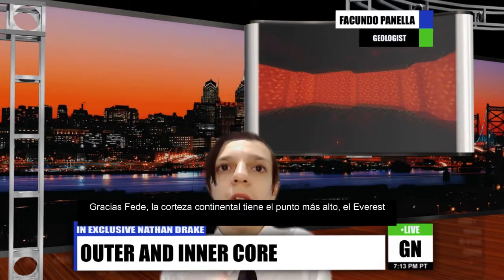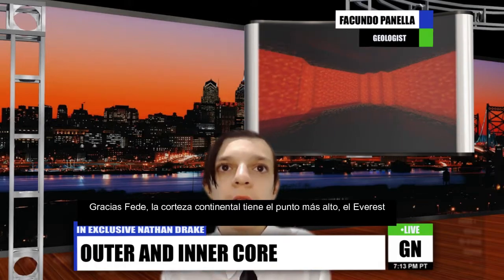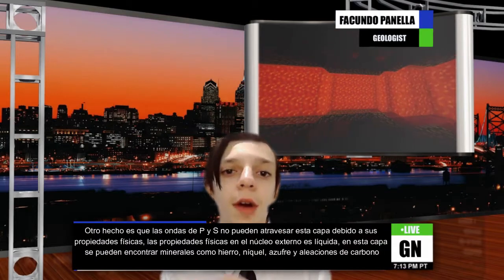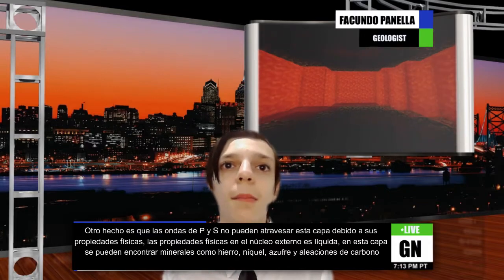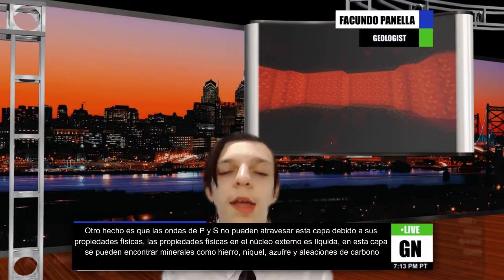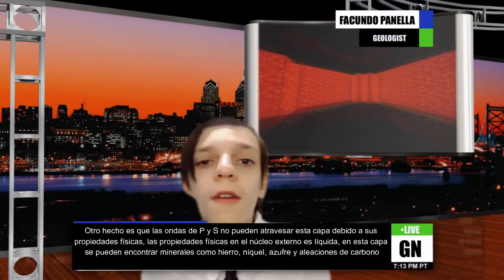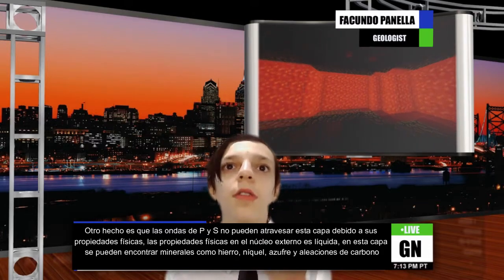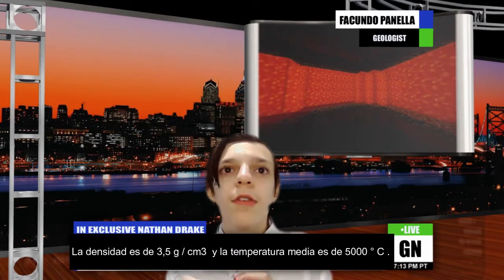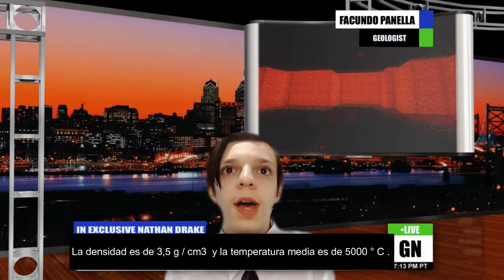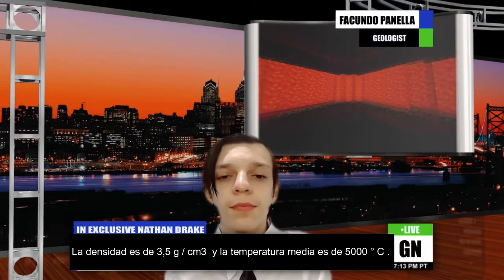The average magnetic field strength of the outer core is 50 times higher than the Earth's surface. Another fact is that the P and S waves can't go through this layer because of their physical properties. The physical properties in the outer core are liquid. In this layer, you can find minerals like iron, nickel, sulfur, and carbon alloys. The density is 3.5 grams per cubic centimeter, and the average temperature is 5,000 degrees Celsius.